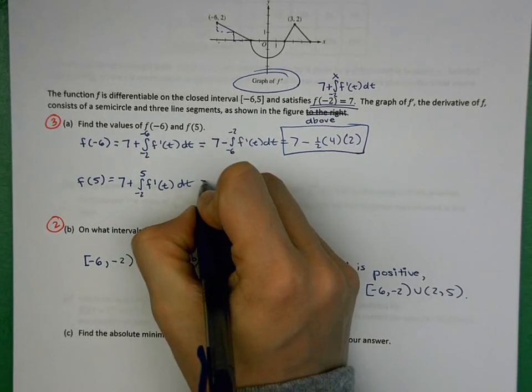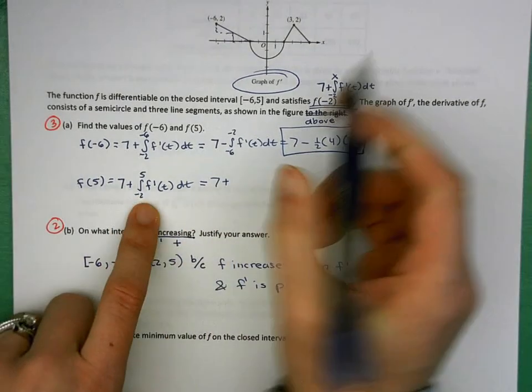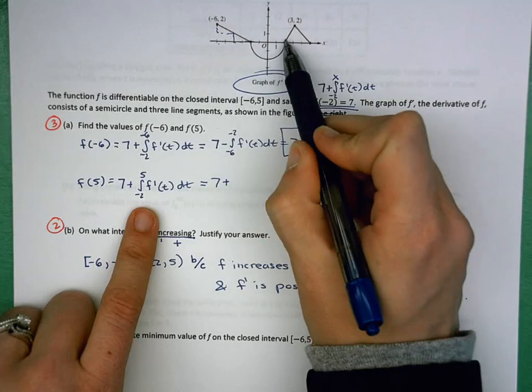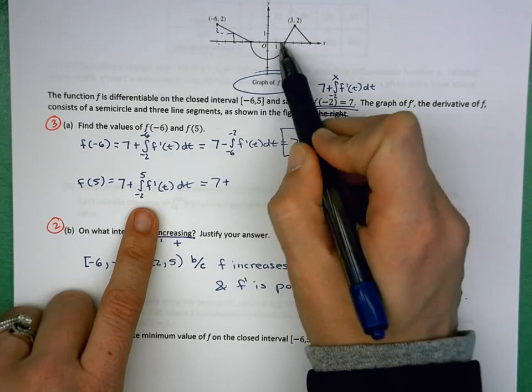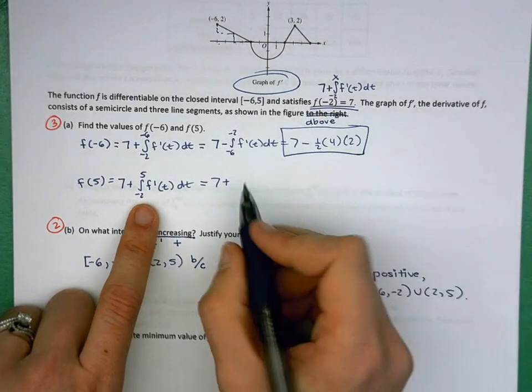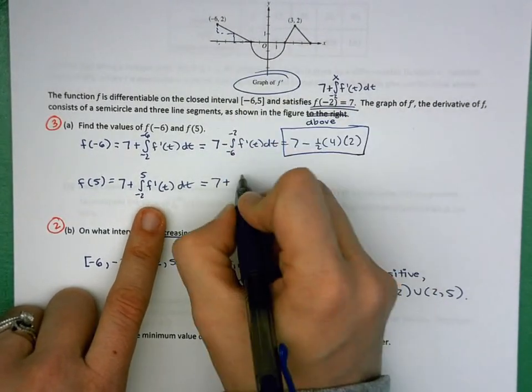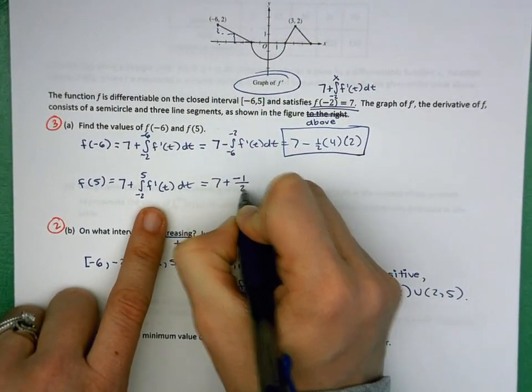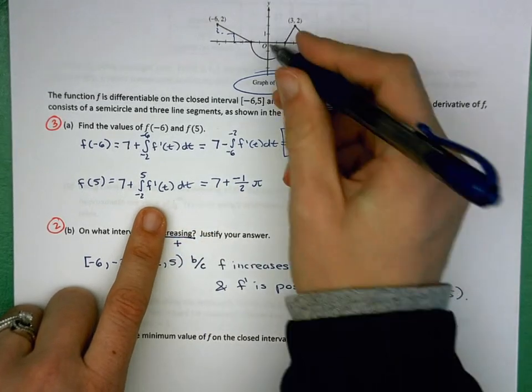Down here we have 7 plus the integral from -2 to 5, which is the semicircle below the x-axis, so negative, and the triangle, 1/2 base times height. So the semicircle below the x-axis would be negative 1/2 pi r squared. My r is 2.